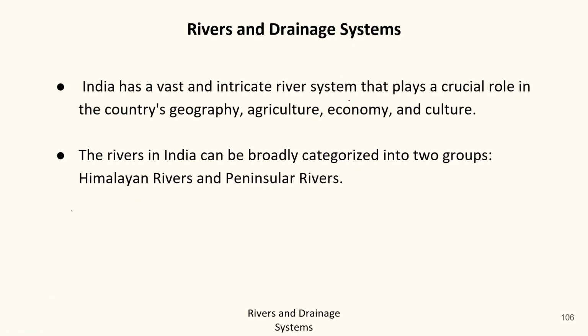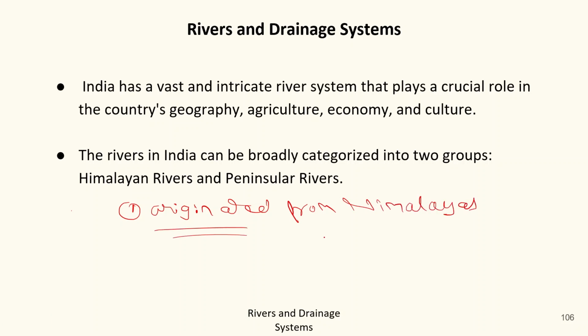India has a vast and interactive river system, which plays a crucial role in the country's geography, agriculture, economy and culture. Okay, rivers in India can be broadly categorized into two groups: Himalayan river systems and the peninsular river system. So what is the basic difference between them? The first difference is that Himalayan river systems originate from the Himalayas. That's why they are called the Himalayan river system.